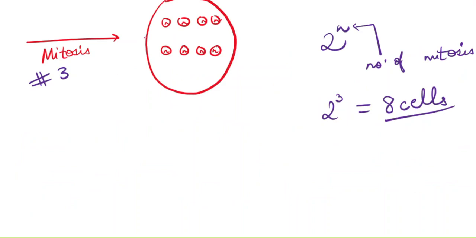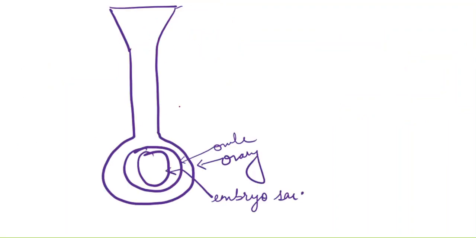So now how will these 8 cells be arranged? See, this is your embryo sac. So that one megaspore which was like this has divided into 8 cells now. So 4 cells are going upward. This is what we saw in the last division. But see, this is very congested. You can't sit in one bench, 4 people can't sit in one bench.